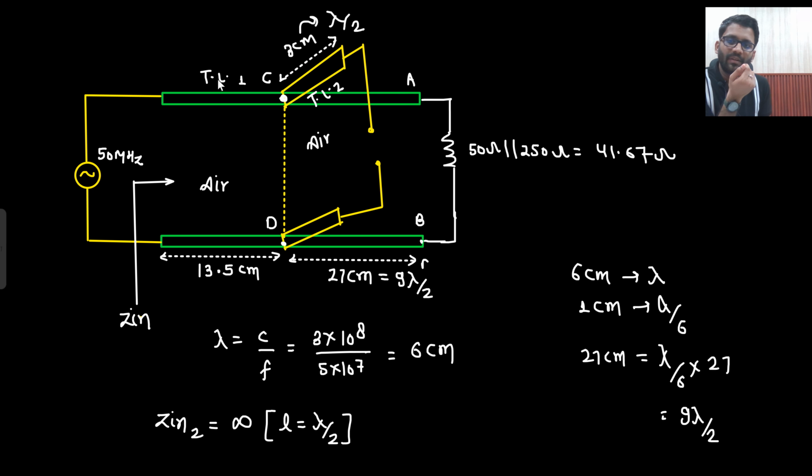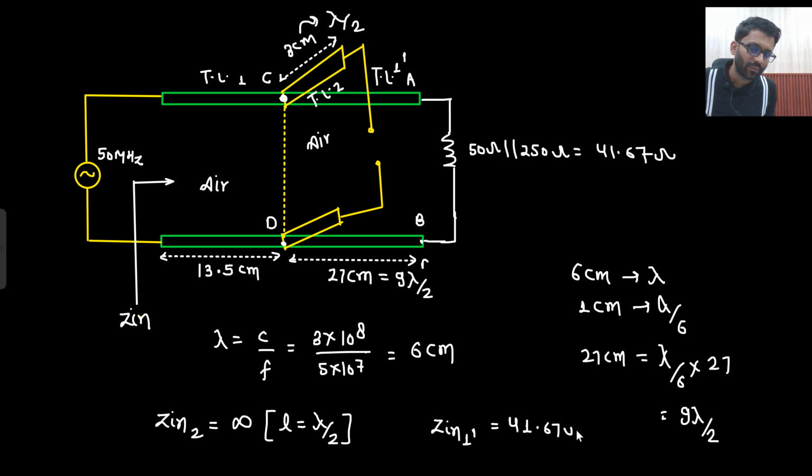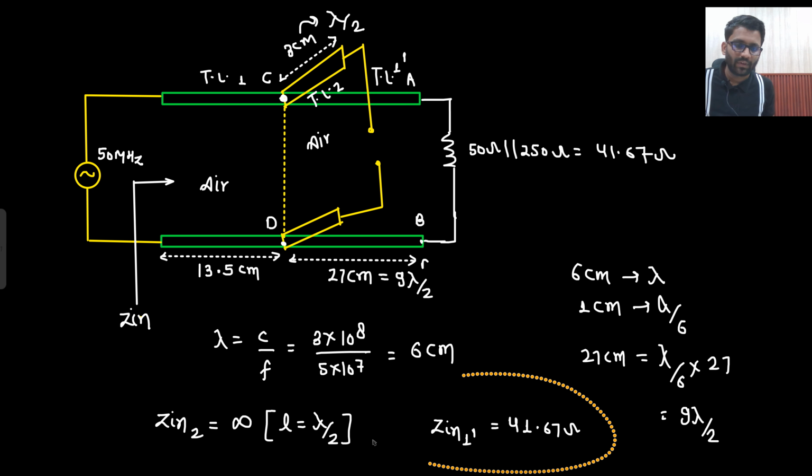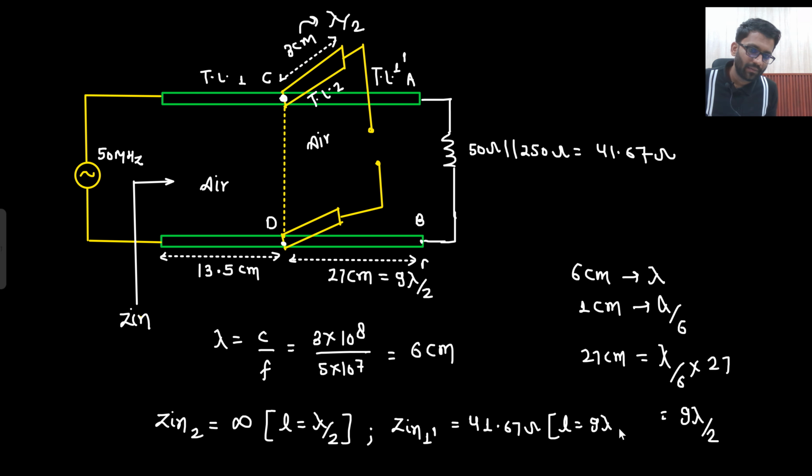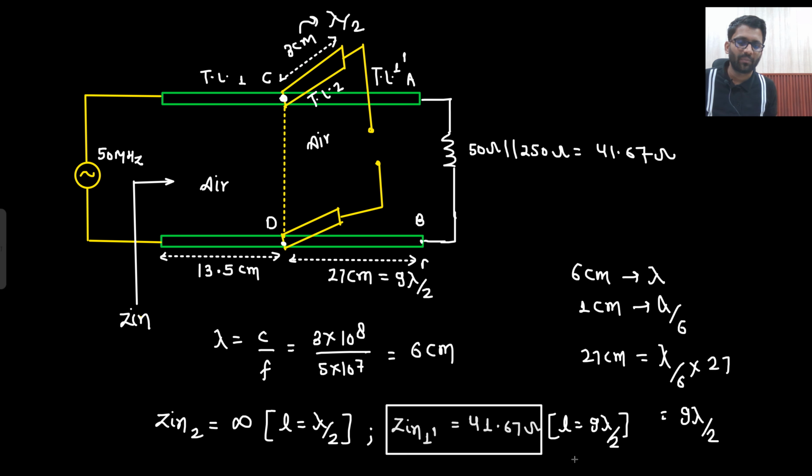And this is your transmission line 1, and this I am calling transmission line 1 dash. So what will be your Zin 1 dash? That is also a multiple of lambda by 2. That means the same thing will be copied, that would be 41.67 ohm. Why is that so? Because your length is a multiple of lambda by 2. So Zin 1 dash is 41.67 ohm.